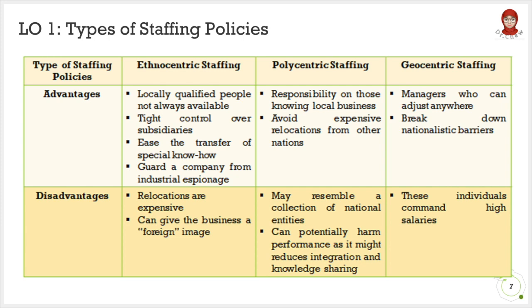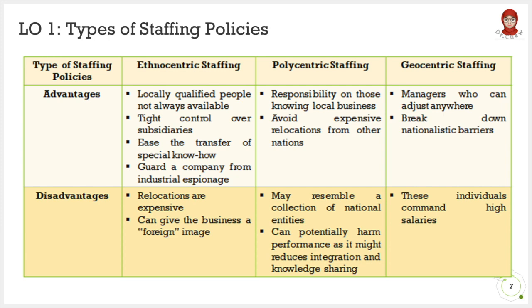Finally, some companies also feel that managers sent from the home country will look out for more of the company's interests than will host country people or natives. Companies that operate in highly nationalistic markets and those that worry about industrial espionage also typically find an ethnocentric staffing policy more appealing.